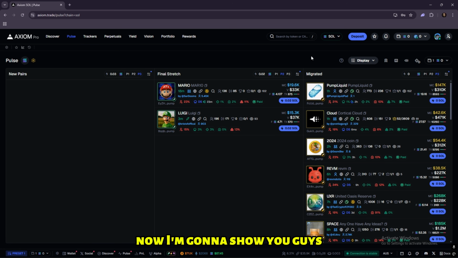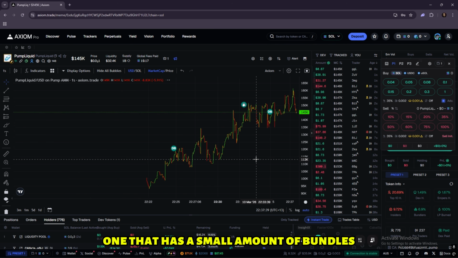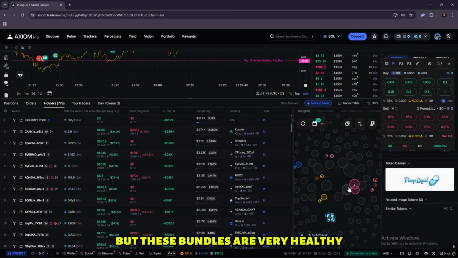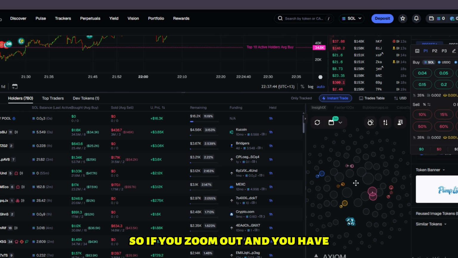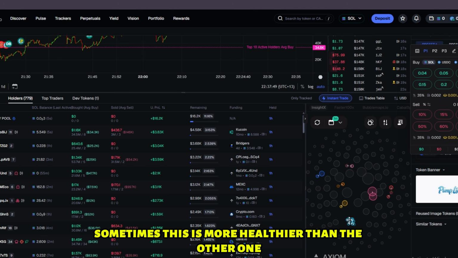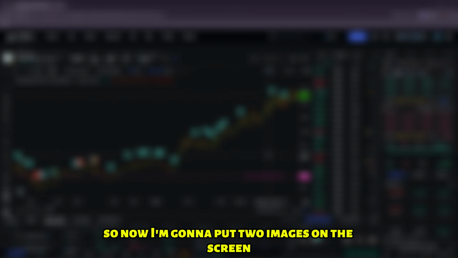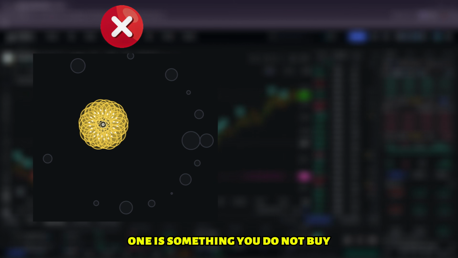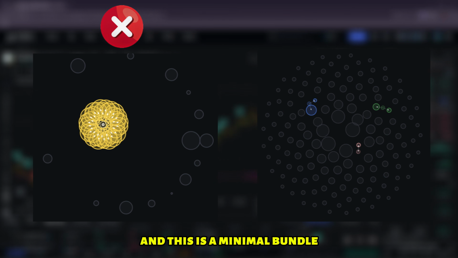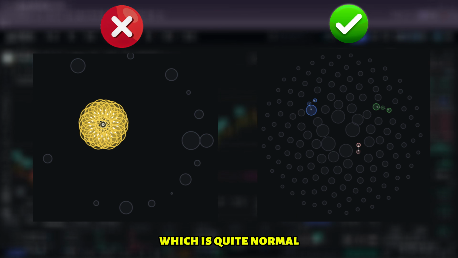Now I'm going to show you guys one that has a small amount of bundles, but these bundles are very healthy. So if you zoom out and you have just small ones like this, just 1 or 2 links, maybe 3 or 4 sometimes, this is healthier than the other one. So now I'm going to put 2 images on the screen to show you guys. One is something you do not buy and this is a minimal bundle, which is quite normal.